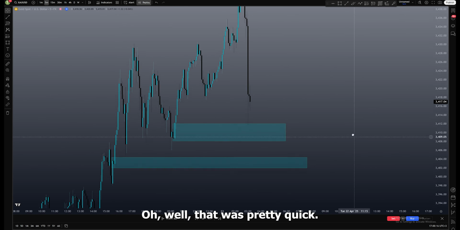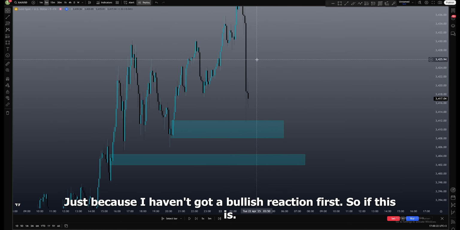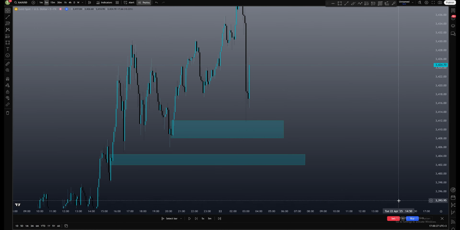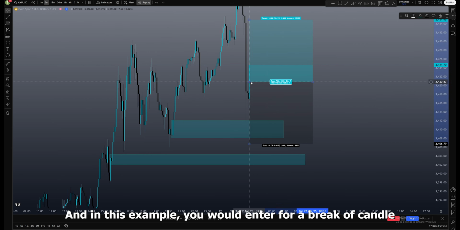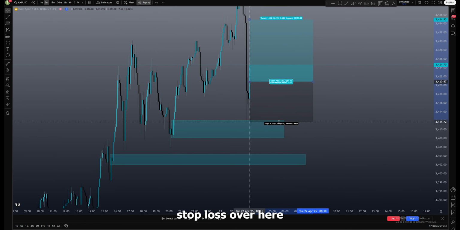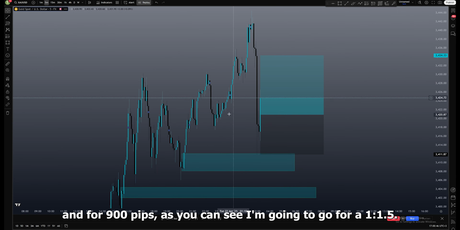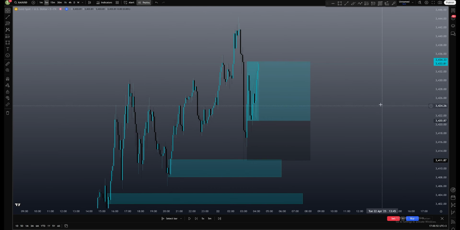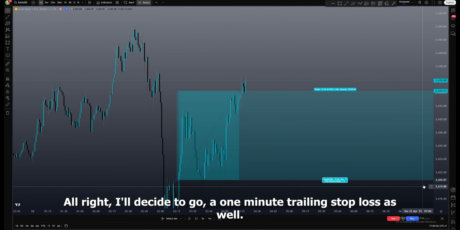Oh, well, that was pretty quick. As you can see, I'm not going to enter yet, just because I haven't got a bullish reaction first. So if this is okay, well, it was a bullish candle, and in this example, you would enter for a break of candle, stop loss over here, and for 900 pips, as you can see, I'm going to go for a 1 to 1.5. All right, and I'll decide to go with a 1 minute trailing stop loss as well.